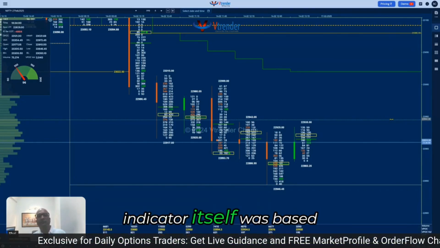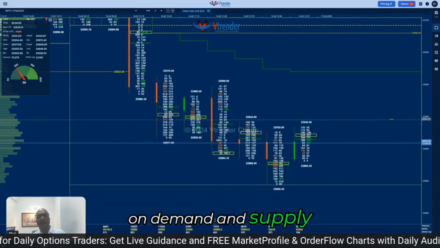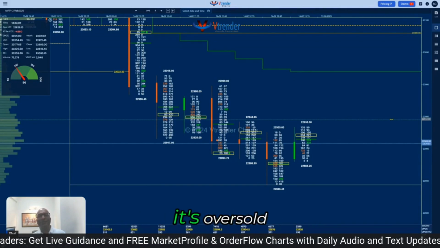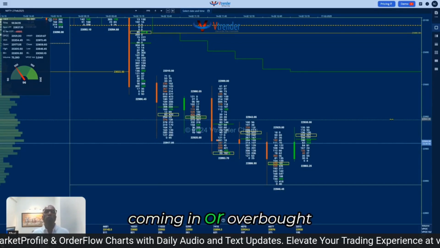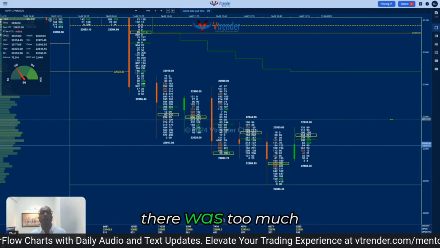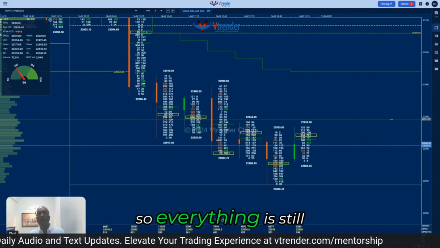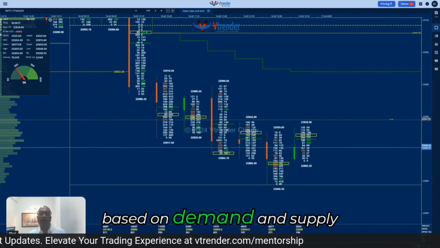That indicator itself was based on demand and supply. It says over there that it's oversold. What does it mean? That there was a lot more supply coming in. Or overbought. What does it mean? That there was too much demand over there. So everything is still based on demand and supply.